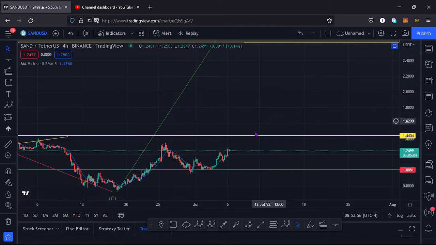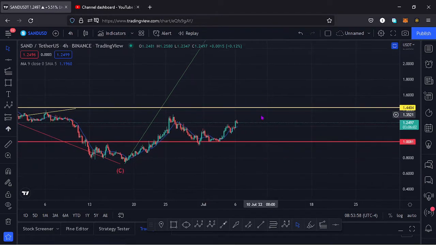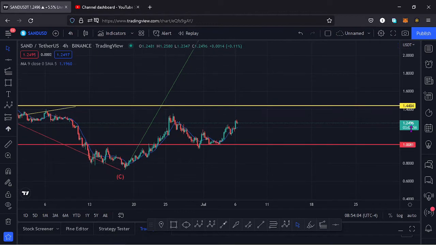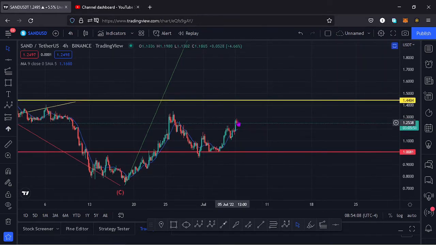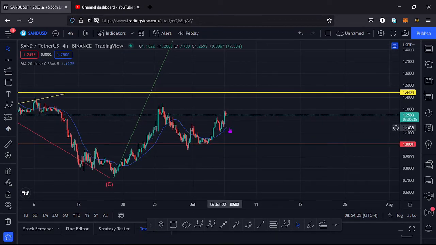If we take a look at the scenarios that can play out basing it on the support and resistances, it's possible that we might continue pushing to the upper side now that we are trading even above the 9-day MA. And if I also apply the 20-day MA, you can see we are also trading above the 20-day MA and they are giving us support.